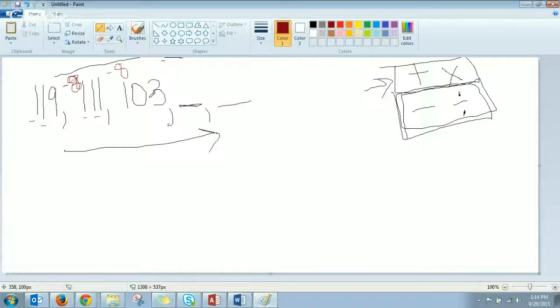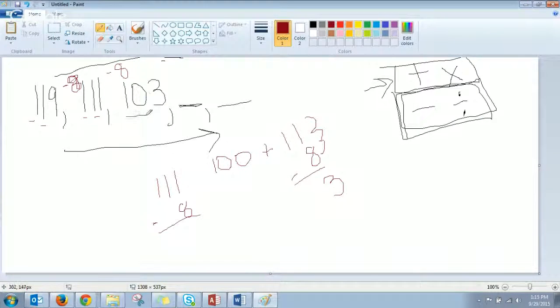111 minus 8, does that equal 103? I could do it over here the longer way, lining up my ones and my tens, or I could really just break this into two problems. I could leave the 100 alone and just do an easier math problem, 11 minus 8, because I know 11 minus 8 is 9, 10, 11. The answer is 3. So 111 minus 8 is, I just moved the 100 over, 103. We found the rule. Ding, ding, ding, ding, ding.